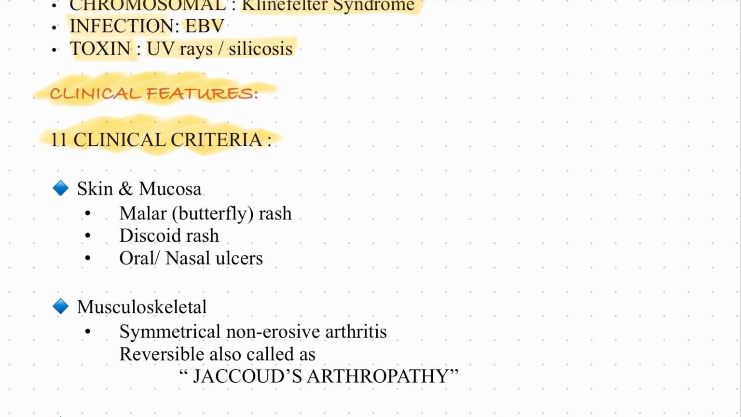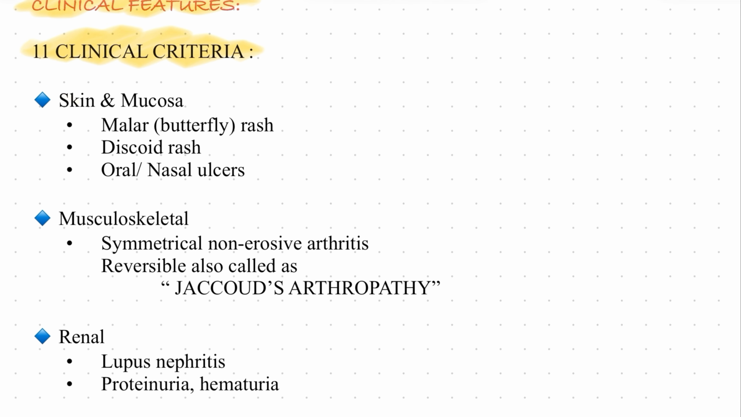There is not much difference between both the guidelines, only minor changes. We will look into it at the last. So coming to the 11 criteria, under skin and mucosa, we have 3 criteria. Malar rash, which will be butterfly shaped. I'm bad at diagrams, but it's a butterfly shape. I think you know how a butterfly looks. Then discoid rash, and oral or nasal ulcers.